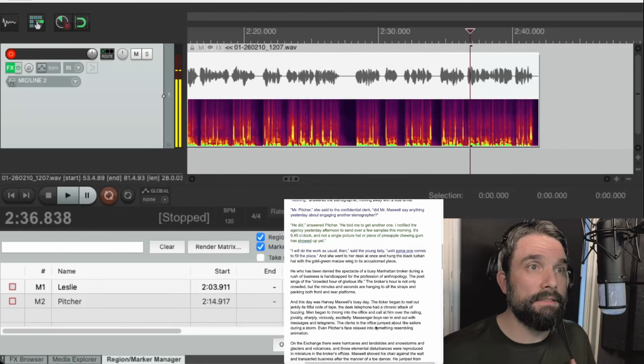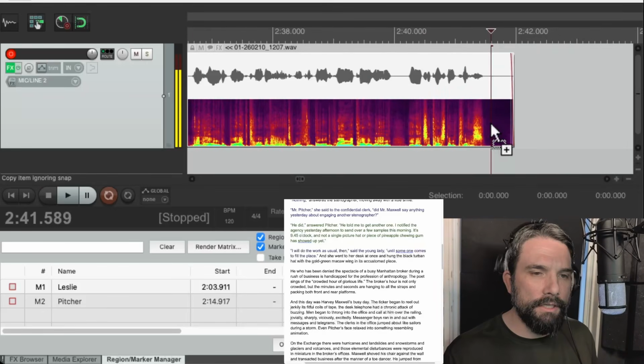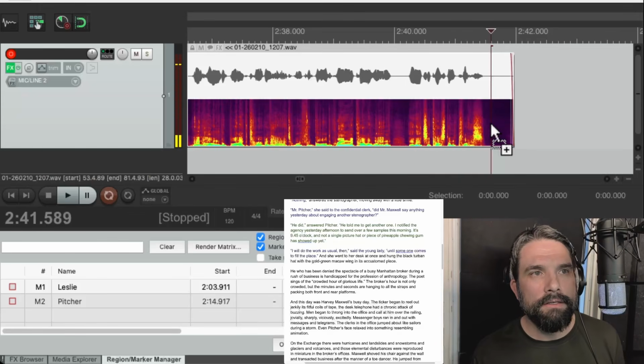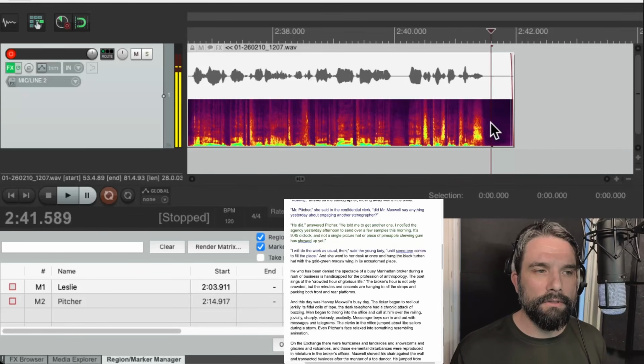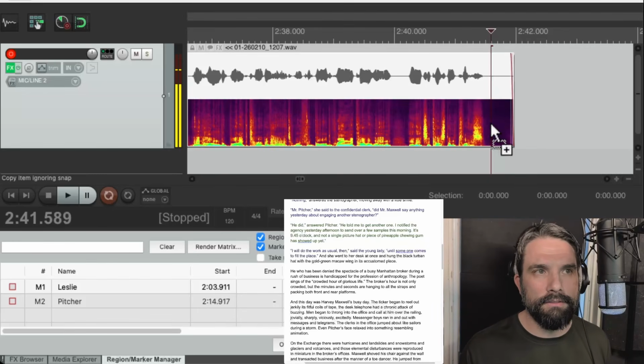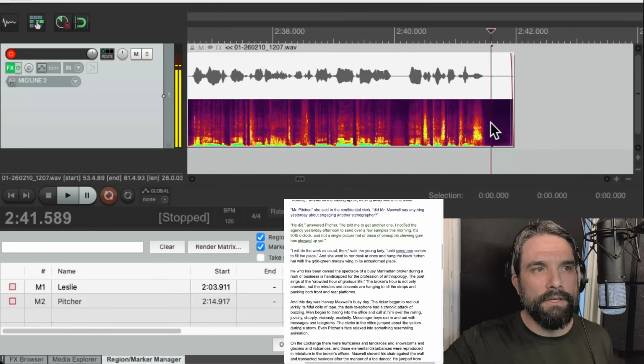He who has been denied the spectacle of a busy Manhattan broker. That's where we're going next. So punch in just so I get the timing right, but there needs to be a break here, like an extra long break, just because we're kind of shifting the scene a little bit. And that'll give the listener's brain time to forget about the previous scene and catch up to the next one.